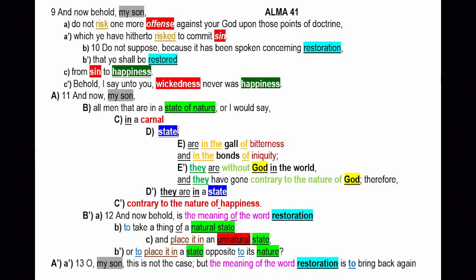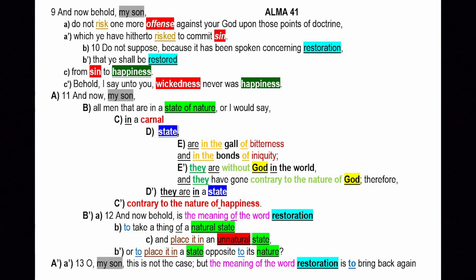So that reversion of thinking in terms is part of what happens in this concept of chiasmus, is that you just reverse the order of the terms. So I've highlighted the word state in blue, carnal and contrary to the nature of happiness in red, so you can really pick it apart and see the reverse order of the terms. So then in the middle, you have two couplet terms.